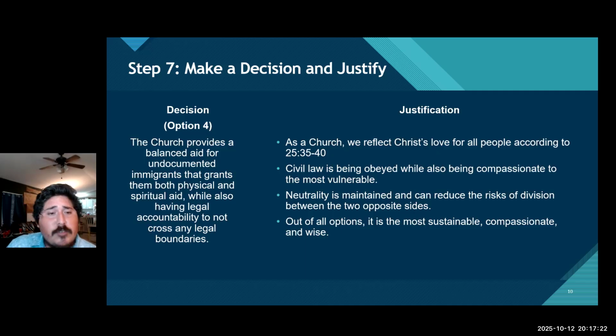And what is the justification for that? As a church, we reflect Christ's love for all people according to Matthew 25, verses 35 through 40. Civil law is being obeyed while also being compassionate to the most vulnerable. Also, neutrality is maintained and can reduce the risk of division between the two opposite sides. Out of all the options, it is the most sustainable, compassionate, and wise decision.